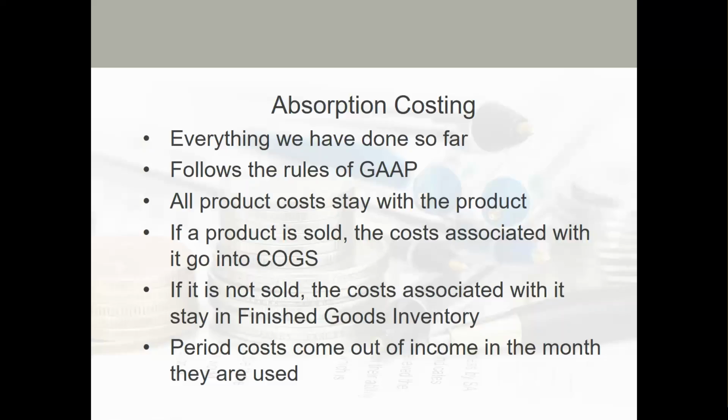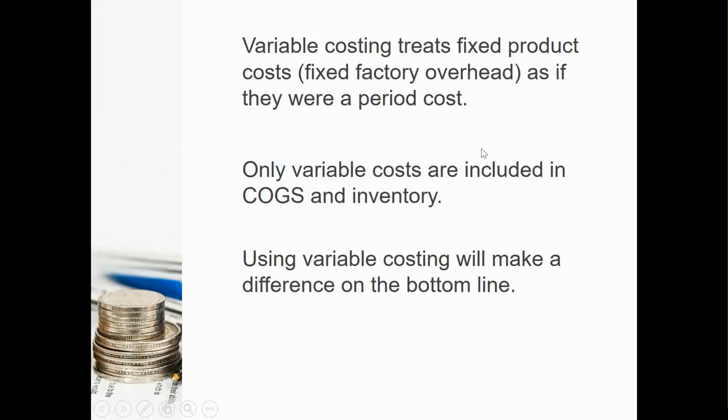On the other hand, period costs come out of income in the month they're used. So variable costing differs from absorption costing in that it treats your fixed product cost, or your fixed factory overhead, as if it were a period cost. And the only costs included in the inventory are the variable costs, and the only costs included in the cost of goods sold are the variable costs. So using variable costing will make a difference on the bottom line.